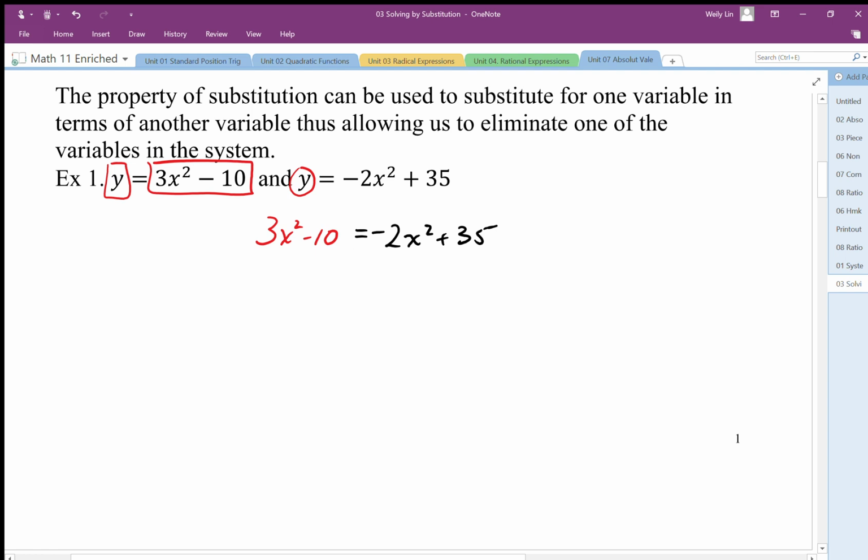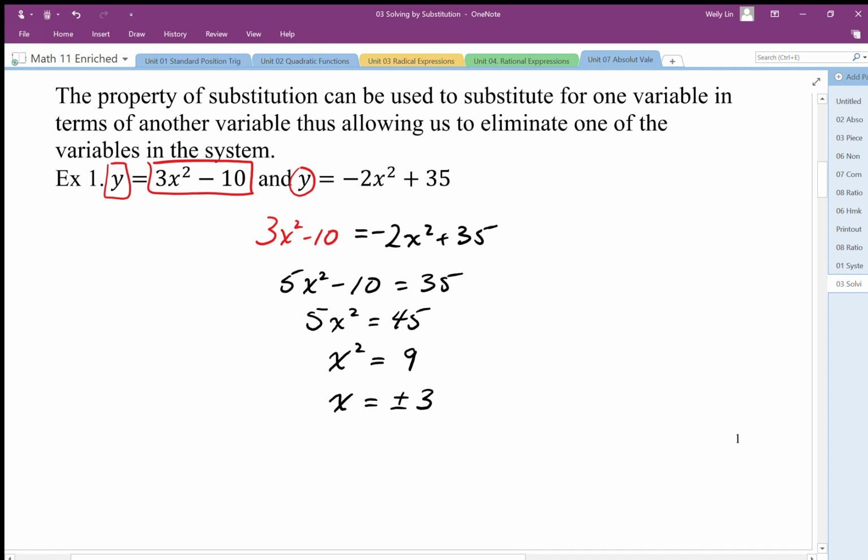I can try to solve this. So I'm going to add 2x² to both sides. So I get 5x² - 10. I can solve this by isolating x. So I'm going to add 10 to both sides. Divide both sides by 5. I end up with 9. And solving for x, since I'm undoing squares, I have to have a plus minus.